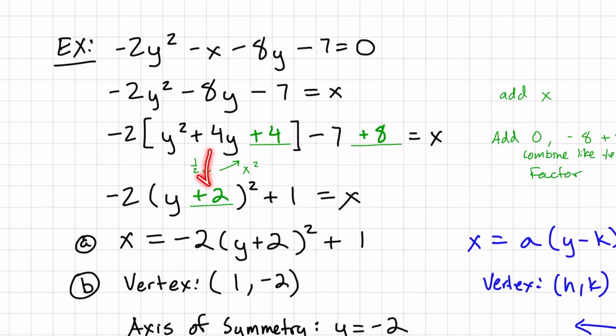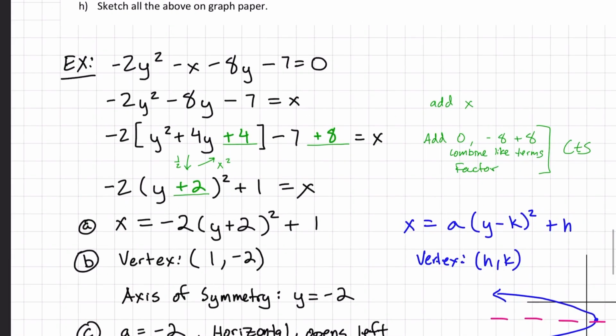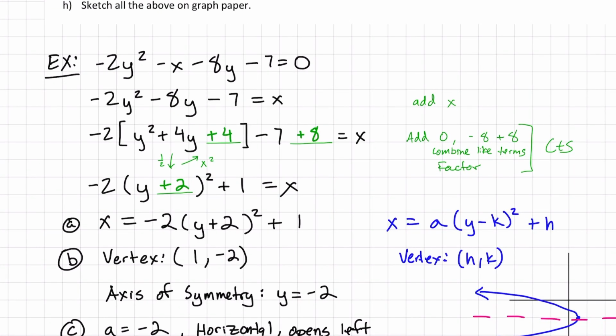So I am going to half the 4 and get 2, then square it and get +4. But I'm not actually just adding in a +4, I'm adding in a -8. So collectively over here, there's actually a -8 that I'm adding in. So if I'm adding in a -8 here, I need to then add in a +8, so that way I end up with just a 0 for really what I'm adding in. So then combine like terms, and then technically we're factoring from here to here. So I'm finished with my complete the square, and I flip my x over to the other side. So we say x is -2 times y plus 2 squared plus 1.